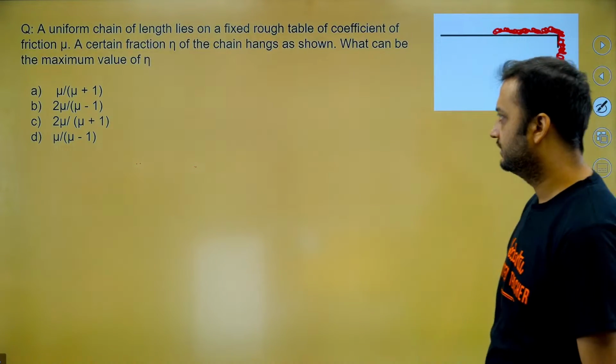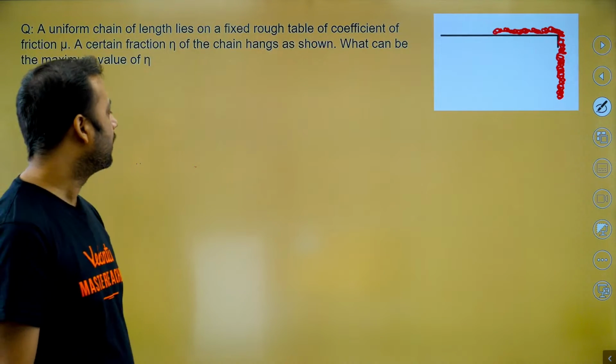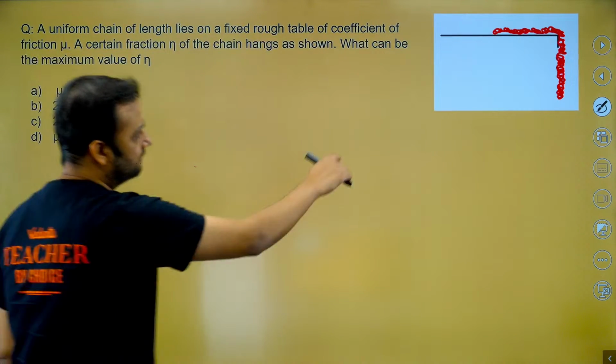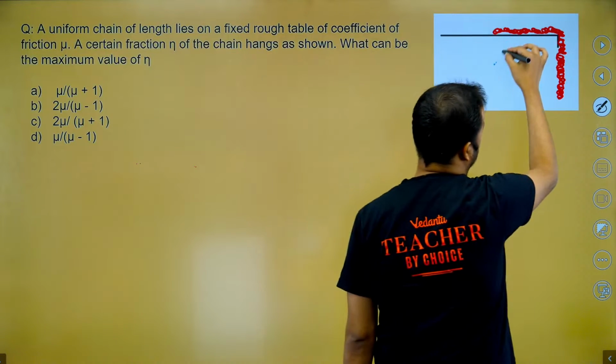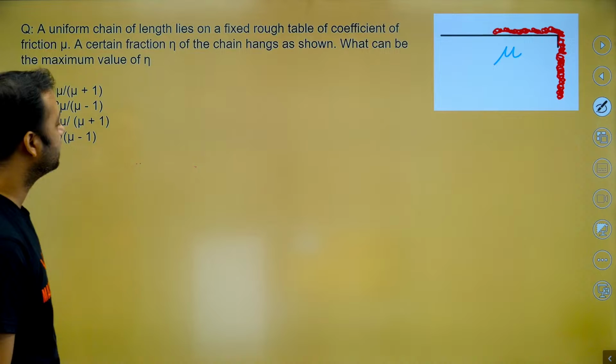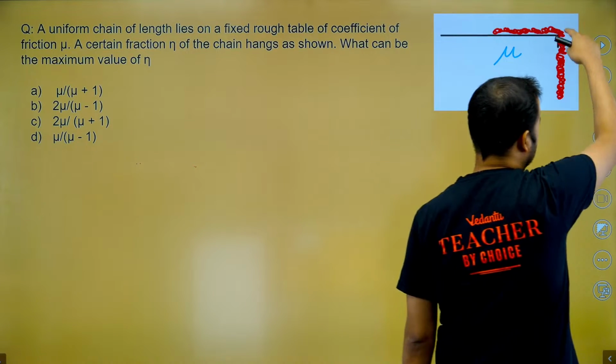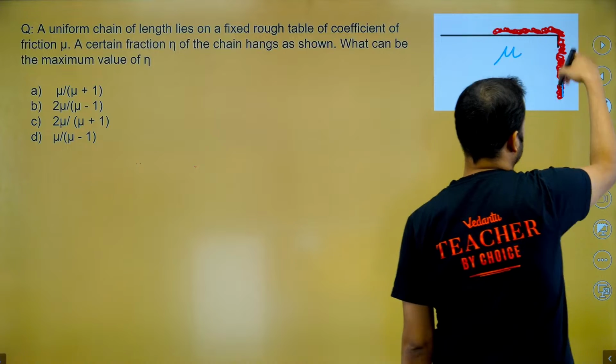Let's see this question. A uniform chain of length L lies on a fixed rough table of coefficient of friction mu. This black part is the fixed rough table of coefficient of friction mu. A certain fraction eta of the chain hangs as shown. So this fraction of the chain that hangs is eta.